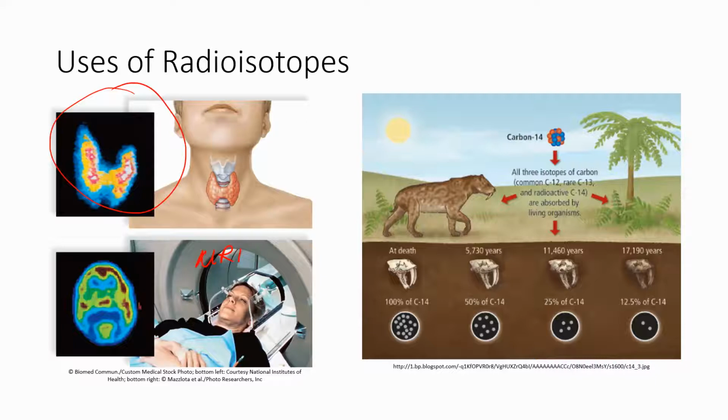On the right-hand side, what you see is carbon dating. So this is a very common use of radioactive carbon. It's not something that we actively do, it's something that we measure. So if you're trying to judge the age of something very old, what you can do is look at the relative amount of carbon-14 compared to other isotopes.